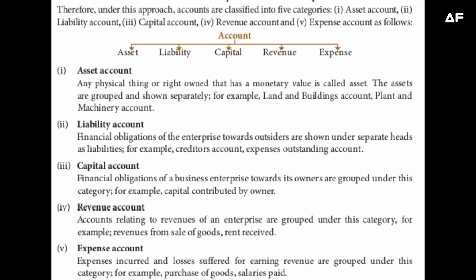Asset includes all the assets which are owned by the company or the business firm which have a monetary value, for example, land, buildings, plant, machinery, etc. Liability is the obligation that the business firm has with the outsiders. These are shown separately under the heads of creditors, outstanding expenses, etc. Capital is a financial obligation of a business enterprise towards its owners. When the owners invest capital into the business, it is considered as capital and not as investment.